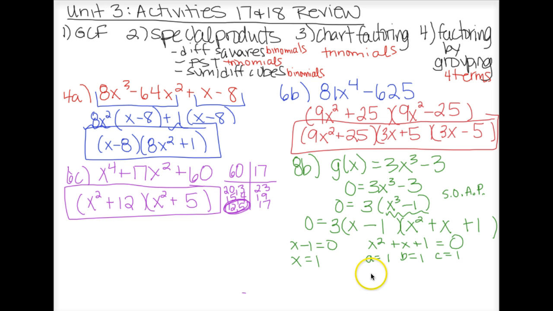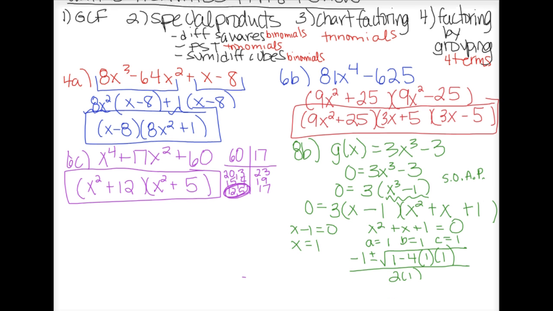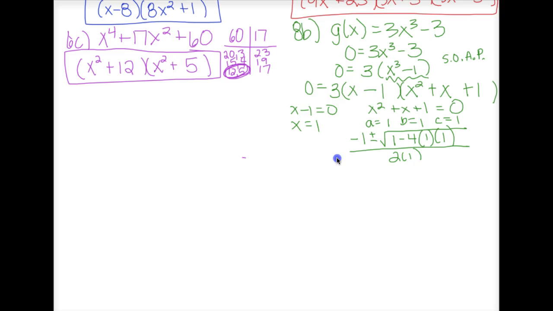So quadratic formula: the opposite of b plus or minus the square root of b squared, 1 squared is 1, minus 4 times a, which is 1, times c, which is 1, the whole thing divided by 2 times a. So now I'm going to simplify. So as I look at that, I've got negative 1 plus or minus the square root. This is 4. 1 minus 4 is negative 3. On the bottom, 2 times 1 is 2.